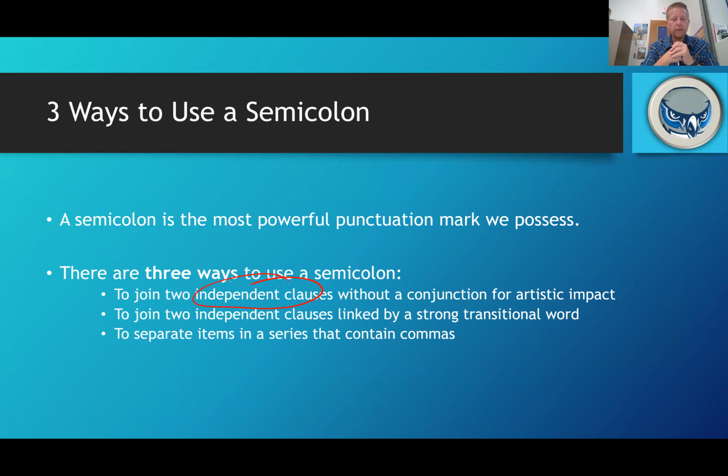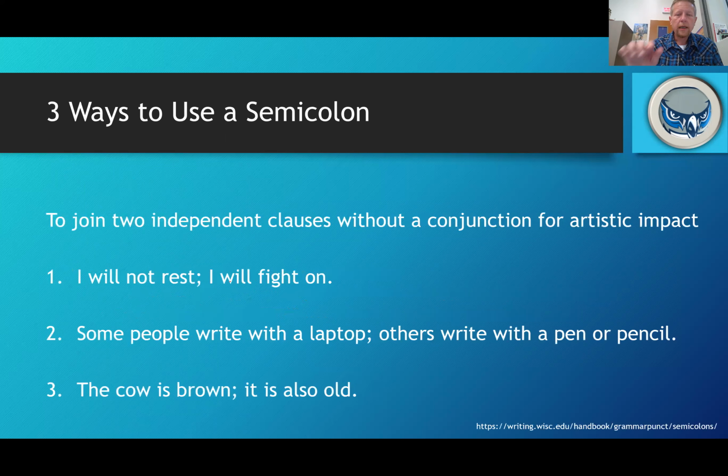The second way to use a semicolon is to join two independent clauses linked by a strong transitional word. Again, we'll see some examples of that in some future slides, and we looked at it last week. I like baseball; however, it seems to go too slow for me or too fast for me. Again, I don't have an opinion. And then finally, to separate items in a series that contain commas, those are more complex and we'll need to look at some examples. But those are the three ways that we can use a semicolon in our writing.